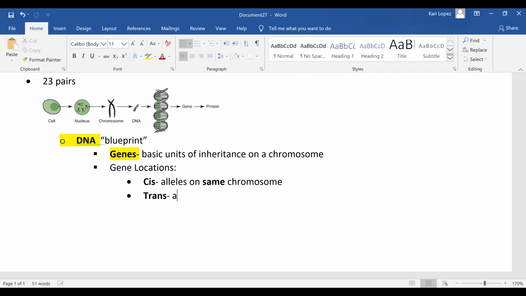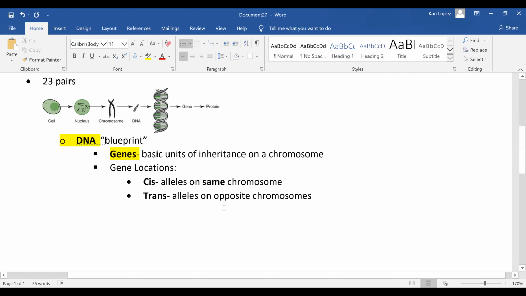And now your trans is going to be alleles on opposite chromosomes. Which makes sense, because you know that trans means to go across, right?